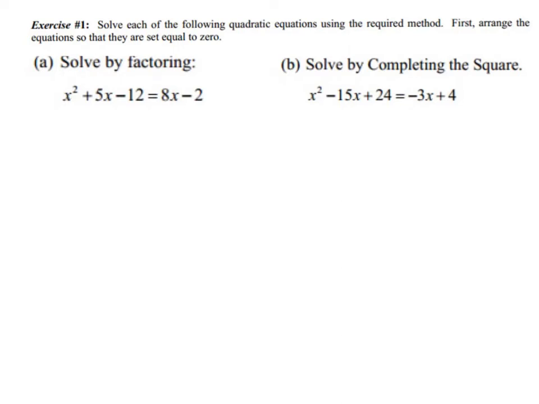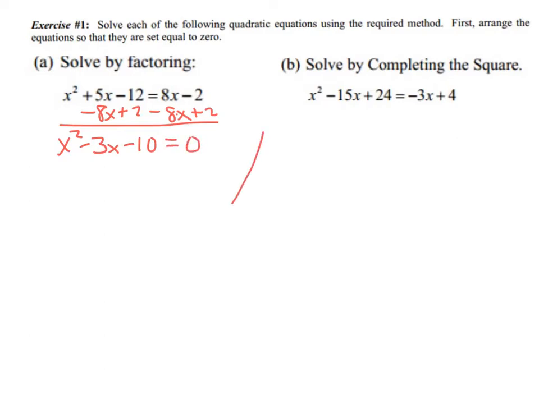So as I said, get everything on one side. You always want it equal to 0. Okay, so bring over the 8x, get everything on one side, so minus 8x. Minus 8x plus 2 to the left. So now you have x squared minus 3x and negative 2 minus that's minus 10 equals 0.